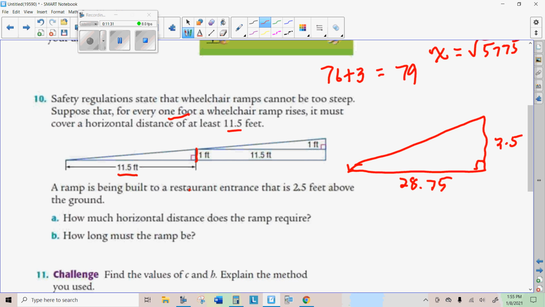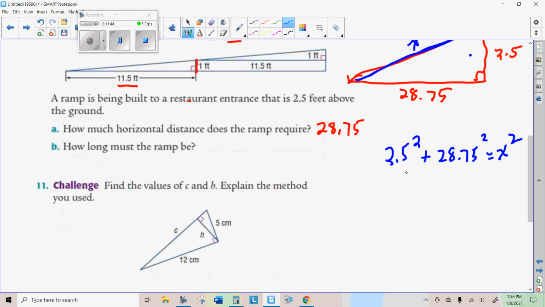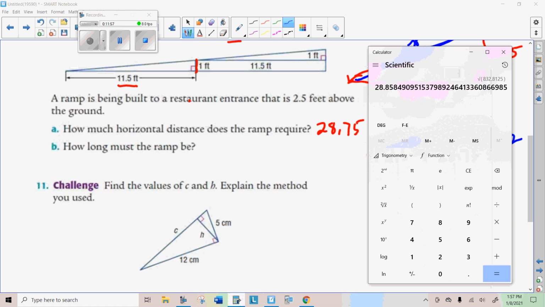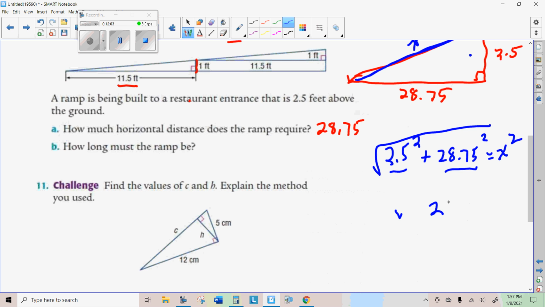Now we can figure out how long the ramp would be. So this is 28.75. So go ahead and calculate that right there. All right, so you square 2.5, you square 28.75, you add those together. And then you do the square root of that, and if you did all that right, you came up with this number, about 28.9 feet. All right, that's how long the ramp should be.